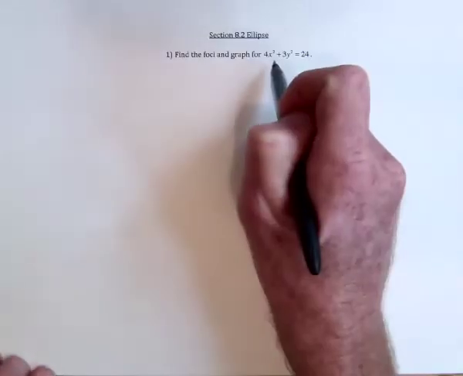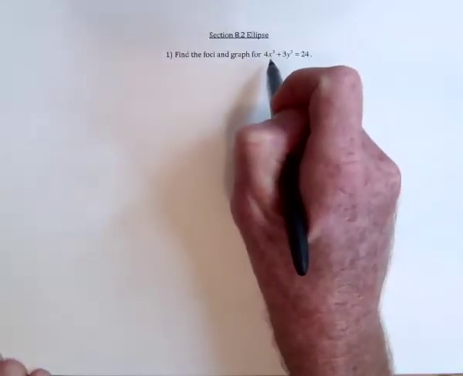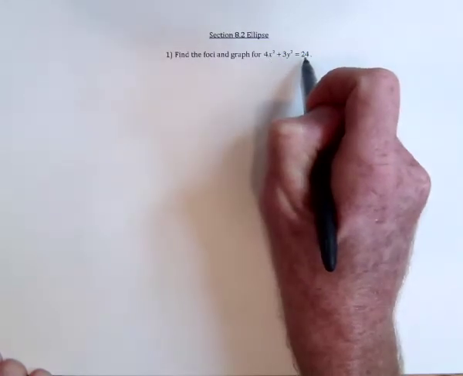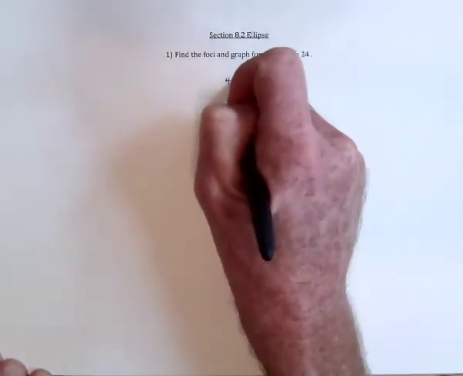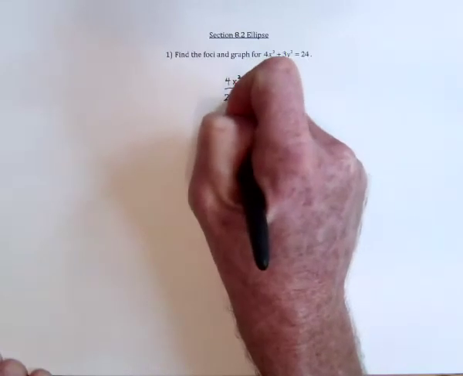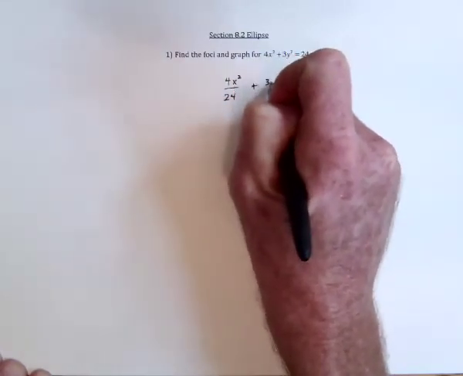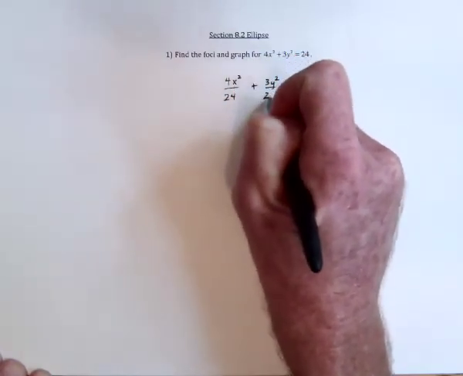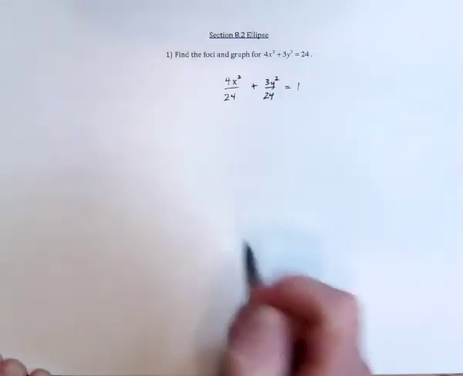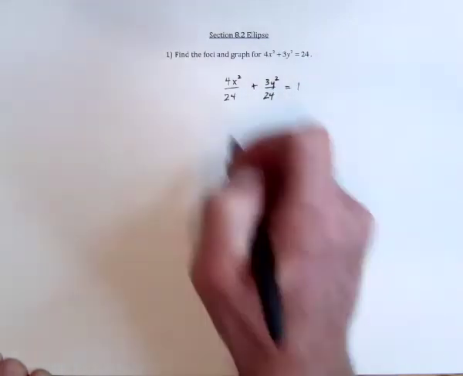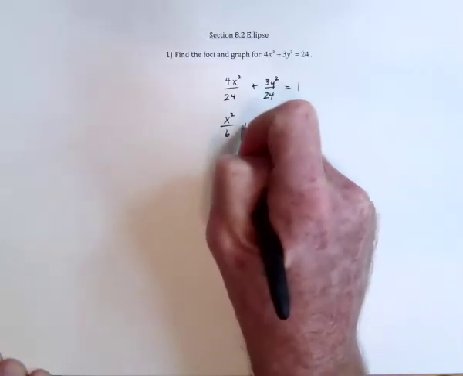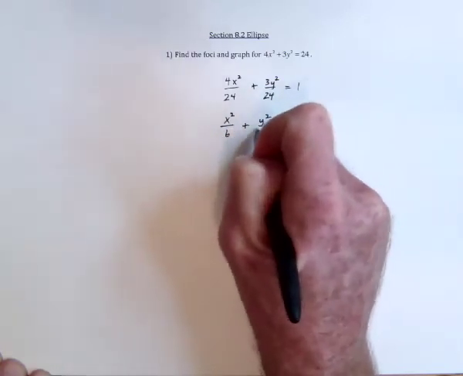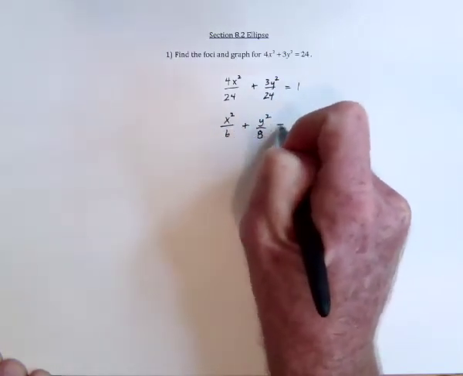The first thing I'm going to do with this equation is write it in standard form for an ellipse. So it needs to be set equal to 1. So divide both sides by 24. So 4x squared gets divided by 24, and 3y squared gets divided by 24, and now it's equal to 1. As well as I need to reduce. So this is going to be x squared over 6 and y squared over 8.